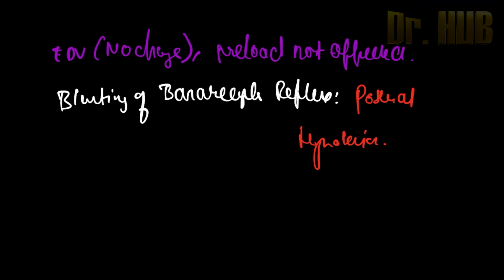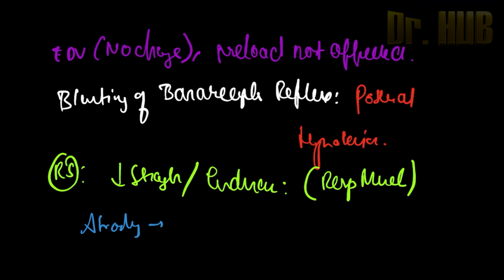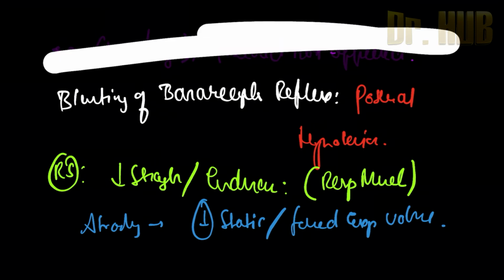Then moving on to the respiratory system, there will be decrease in strength and endurance of the respiratory muscles, and this is due to atrophy, and that is decrease in both static and forced expiratory volume. Next, there is also the small airways. The small airways tend to collapse.